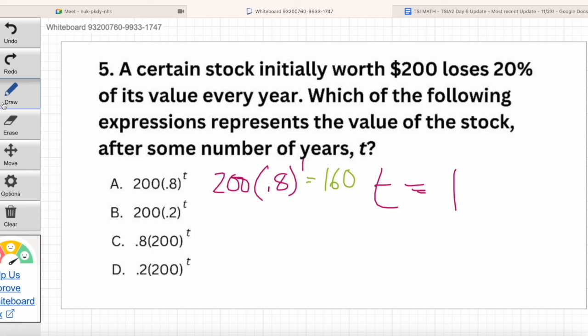It's the most powerful and useful method there is on all these standardized tests. So you've got to test them all. But that looks pretty good right now. We'll keep answer choice A. Does that make sense? Yes.